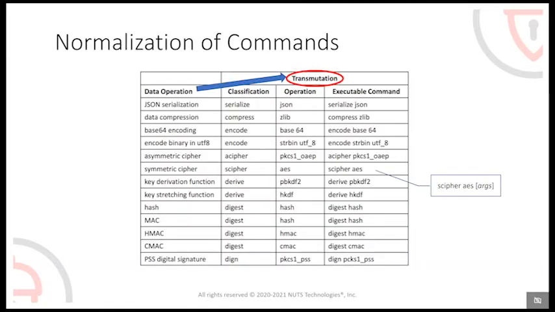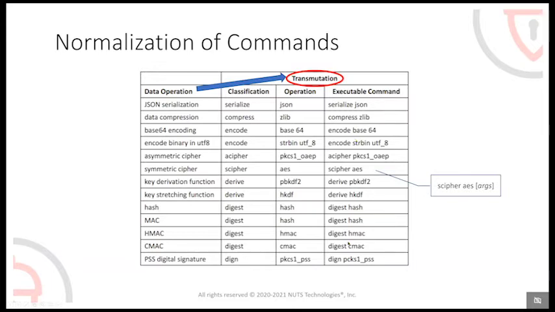We begin by normalizing data transformation functions and applied cryptographic functions into what we call transmutation commands. So the whole idea here is take a typical data operation. If we list them all down, now this isn't a complete list, but it's a large subset of them. And we can classify them, define an operation, and then create a transmutation executable command. And this is how it typically looks.